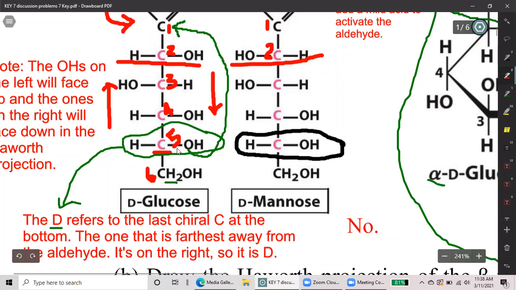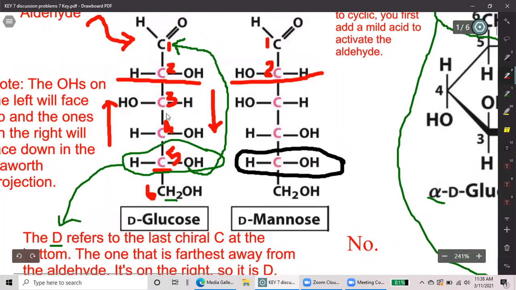So once we find our last chiral carbon that is farthest away from this aldehyde group, we look at the alcohol group that is attached to it. And then we say, okay, if the group is on the right, then this is a D. If the group is on the left, then it's an L, okay?